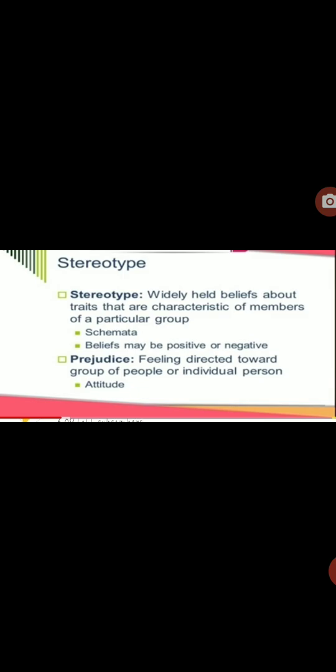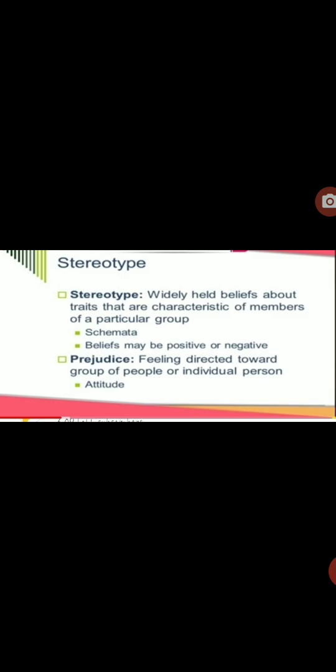It means that in a society a particular group has this feeling that we are superior or someone is inferior to them. For example, some group feels that boys are physically stronger as compared to girls, or boys can do whatever they want and girls can't do that. This is a type of stereotype feeling.